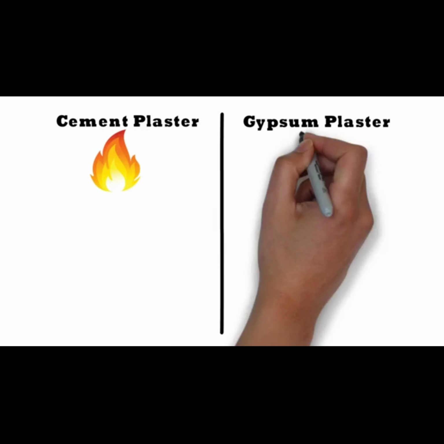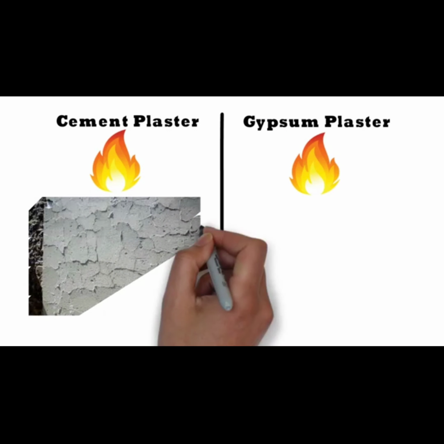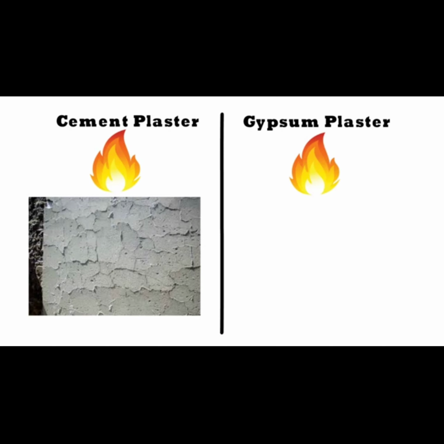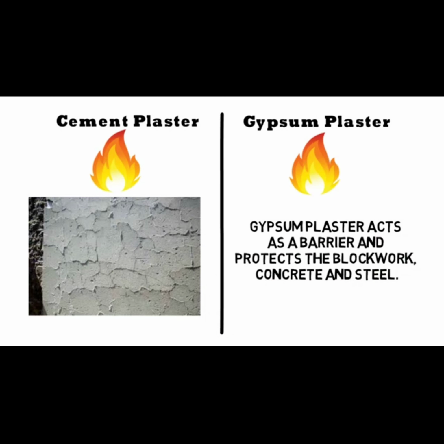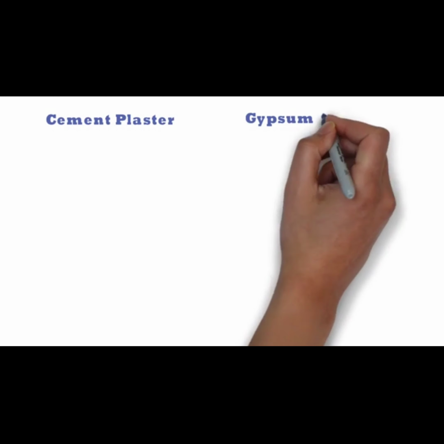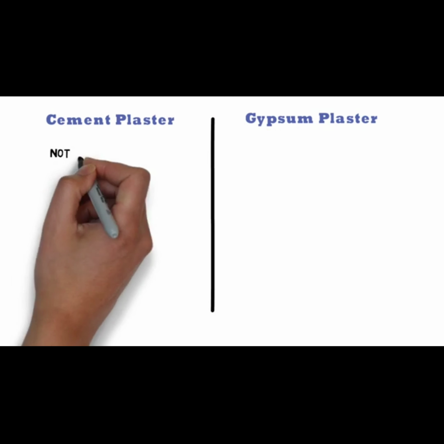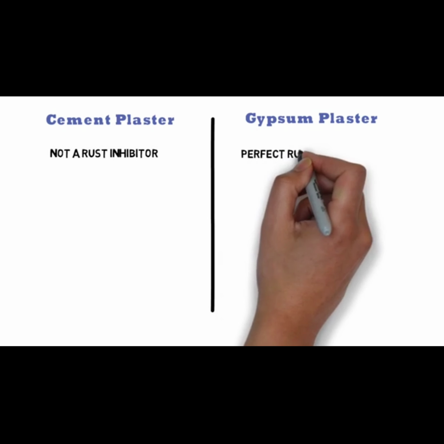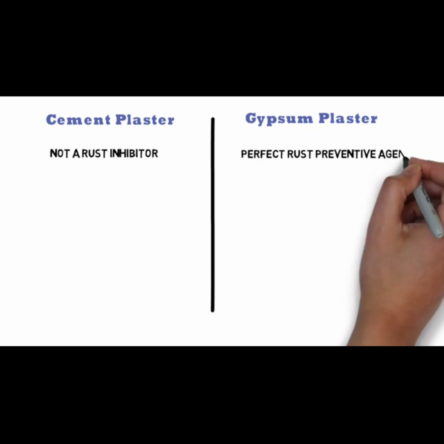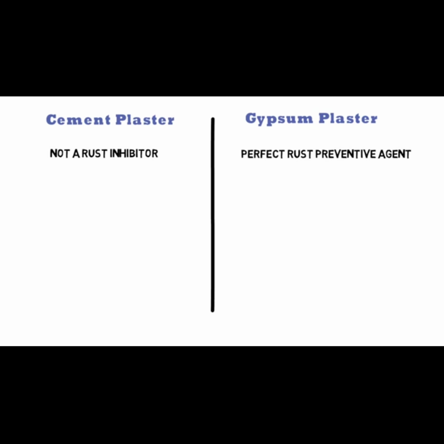In the event of fire, cement plaster becomes brittle and cracks and loses the bond with wall. But in case of fire, gypsum plaster acts as a barrier and protects the blockwork and concrete and steel. Cement plaster is not a rust inhibitor. Gypsum plaster is the perfect rust preventive agent and also inhibits corrosion of electric metal, fittings, pipes, etc.